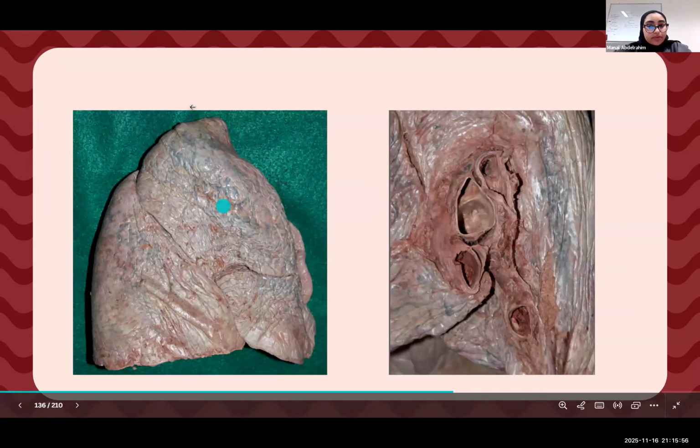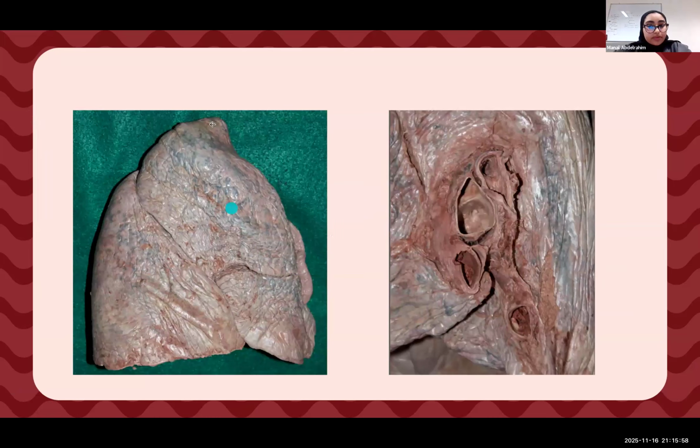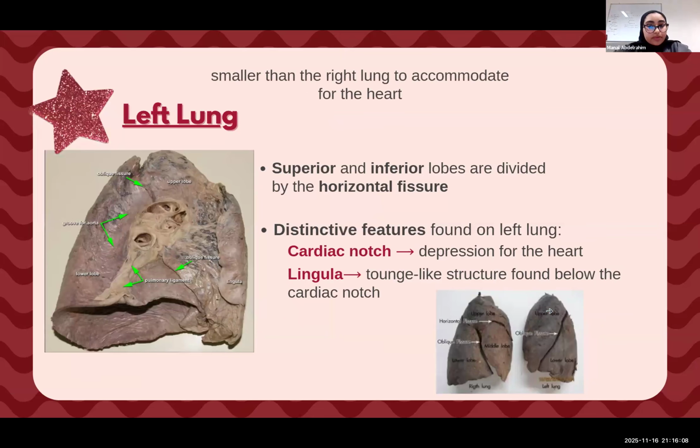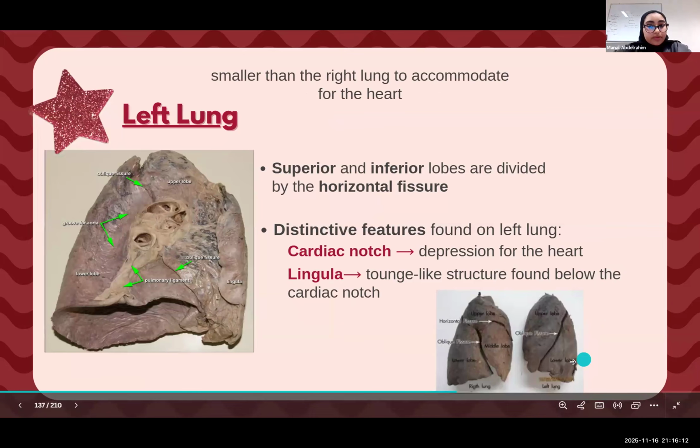For the left lung, we said that it's going to be smaller to accommodate for the heart. And we only have 2 lobes. So showing you the lobes. We have the superior lobe and the inferior lobe. Because we only have 2 lobes, we only have one fissure, which is the oblique fissure. So both lungs are going to have an oblique fissure. The additional one on the right lung is the horizontal fissure.